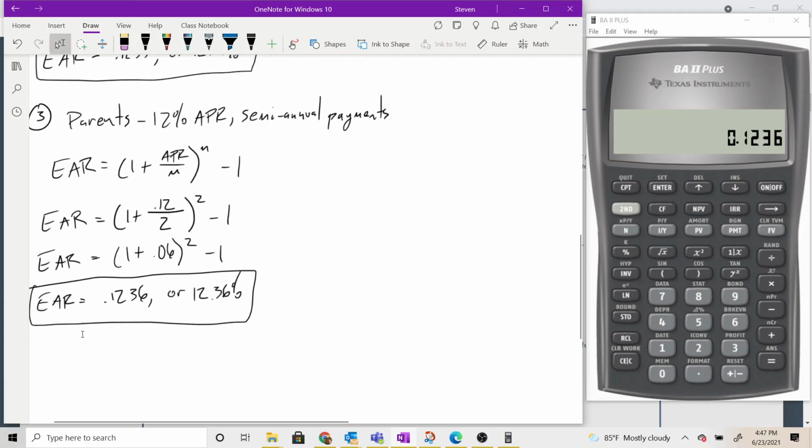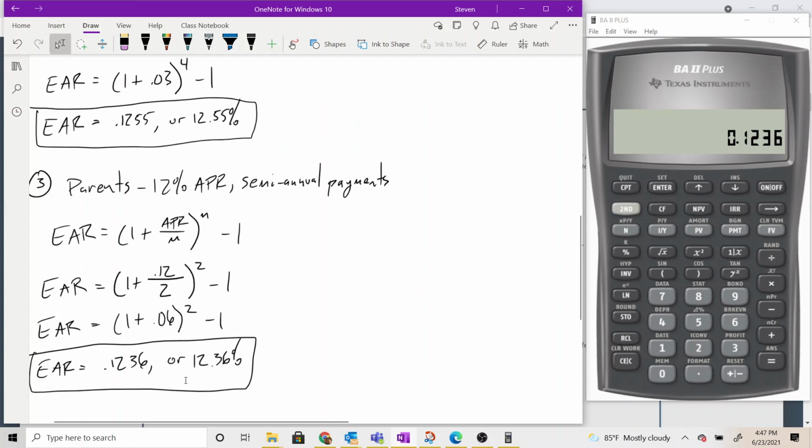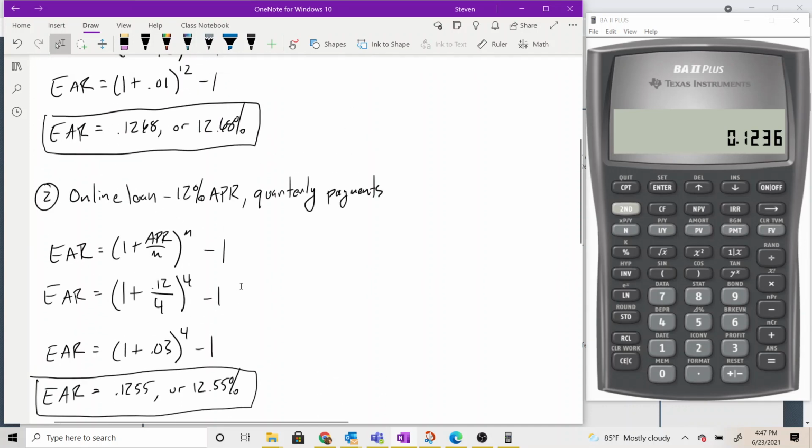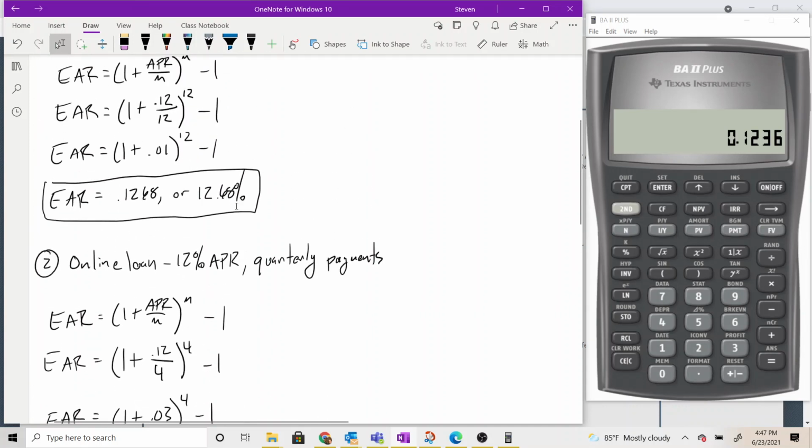All right, now we've got the effective annual rate for each of these 3 options, and the effective annual rate is the rate of interest paid per year that includes the effects of compounding. So this is the true rate expressed on an annual basis for each of these loans, and once we've accounted for the effects of compounding, we can actually compare these. So, the loan from our parents has an effective annual rate of 12.36%. The online personal loan that we could take out is 12.55% effective annual rate, and the loan from the credit card is 12.68%.